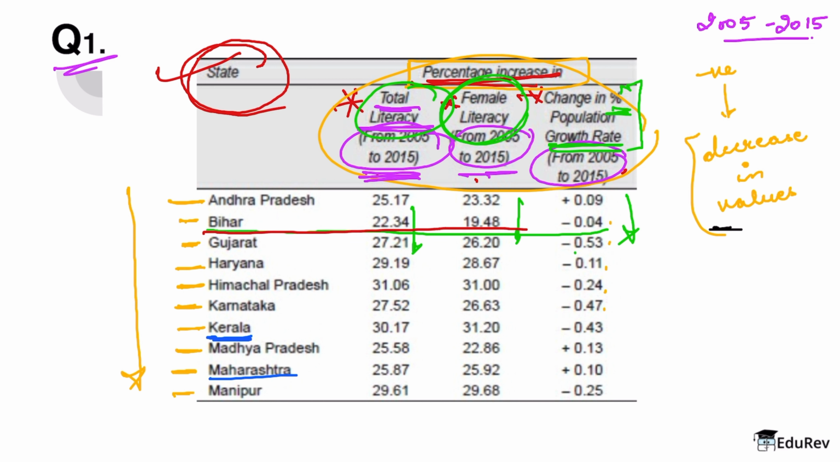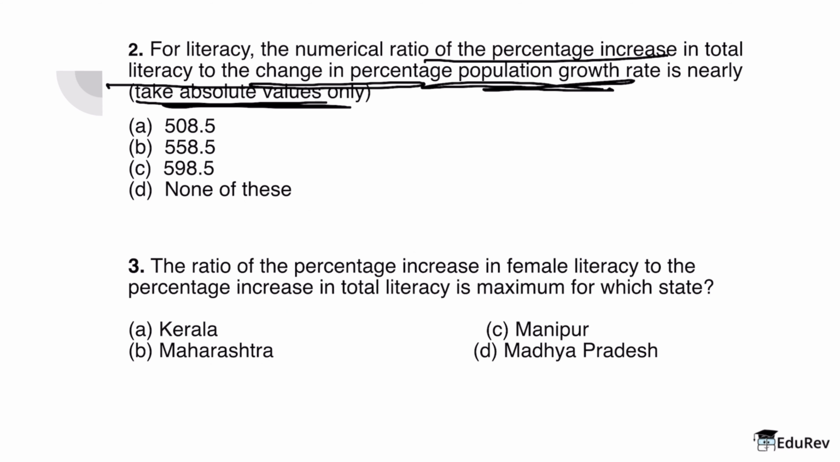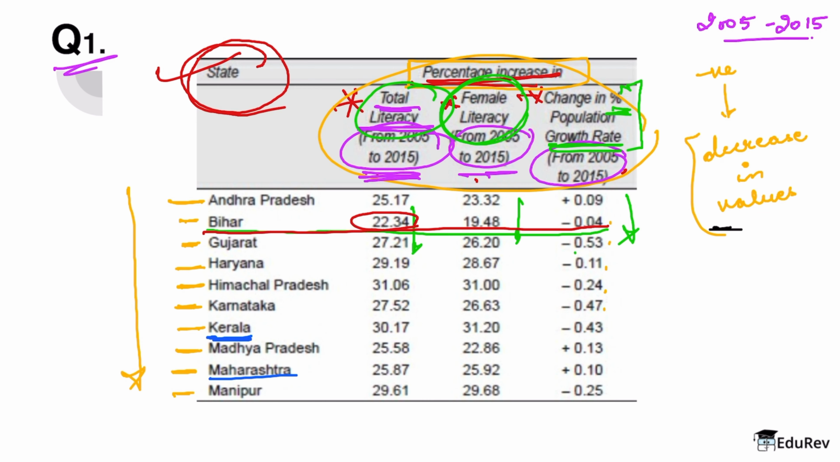Let's solve for Bihar. So what is going to happen here is, for Bihar, if I see the values, it is 22.34, it's 19.48 and it's minus 0.04.